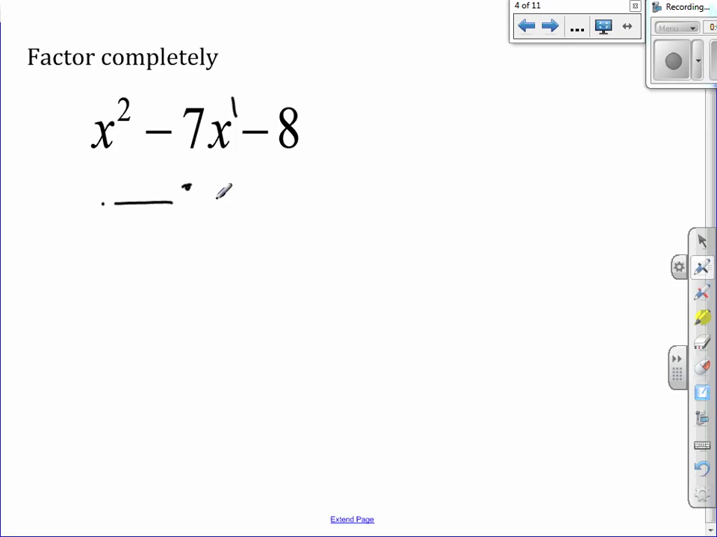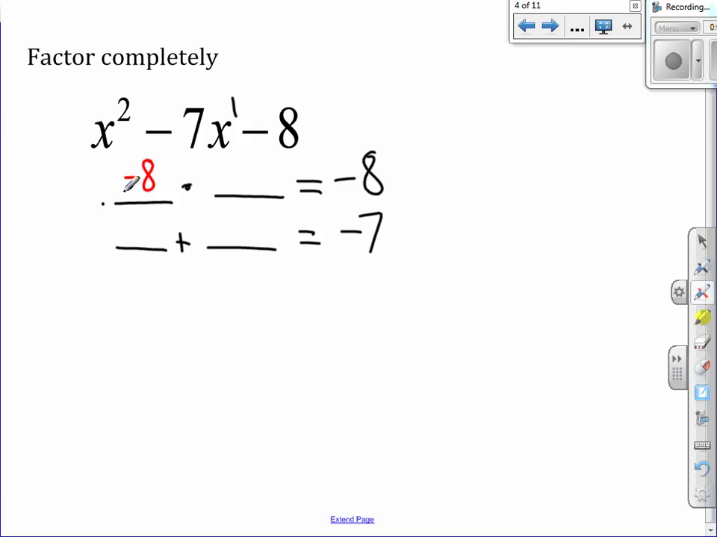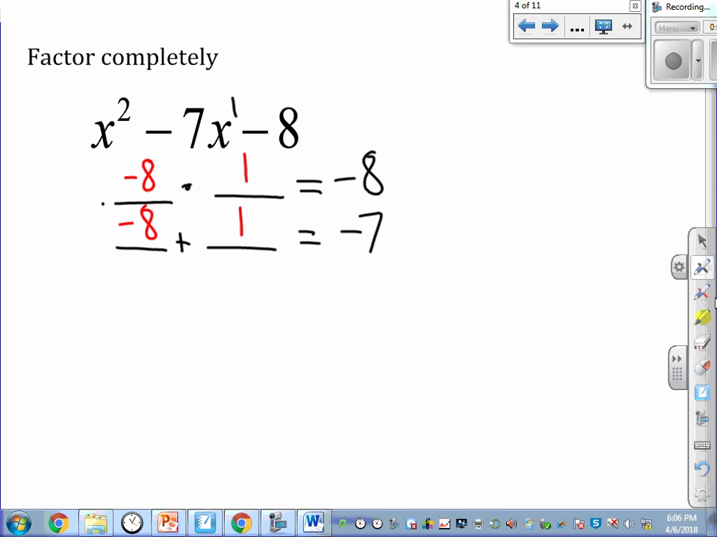But that doesn't mean we can't factor it just because the overall GCF is 1. Let's try to factor this thing. We need two numbers that multiply to -8. Those same two numbers have to add to -7. What two numbers multiply to -8 and add to -7? You guys are so good. -8 and +1.